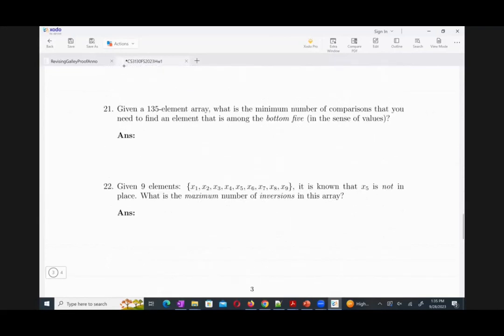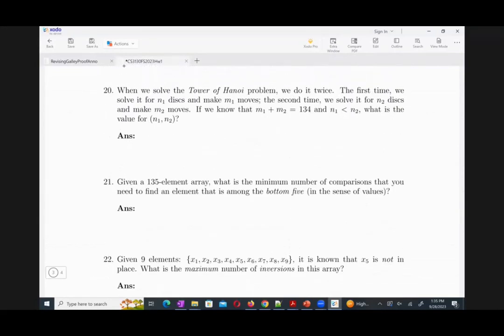The questions are relatively hard. The first one, question 21: given a 135 element array, what is the minimum number of comparisons that you need to find an element that is among the bottom 5 in the sense of values? One of the 5 lowest numbers. Are all elements distinct or not? Yes, all elements are distinct.